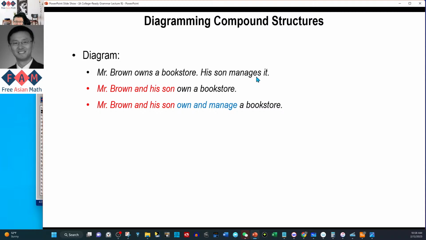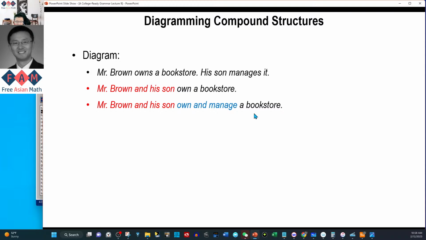He merely has a job as a manager that manages the bookstore. Therefore, in this case, this compound version makes it quite murky, right? What does this sentence exactly tell us? Mr. Brown and his son own and manage a bookstore.